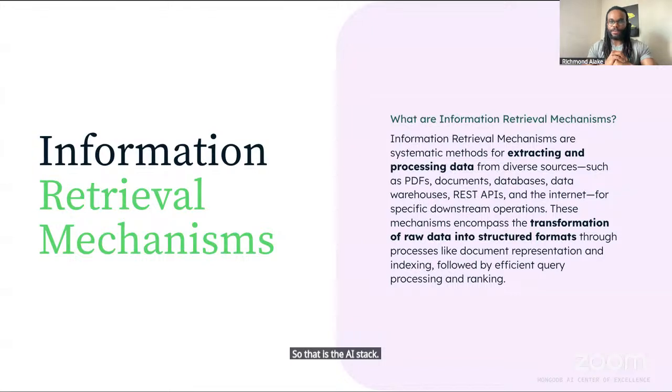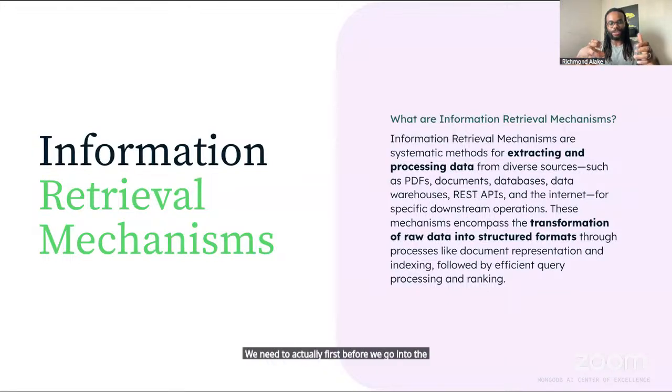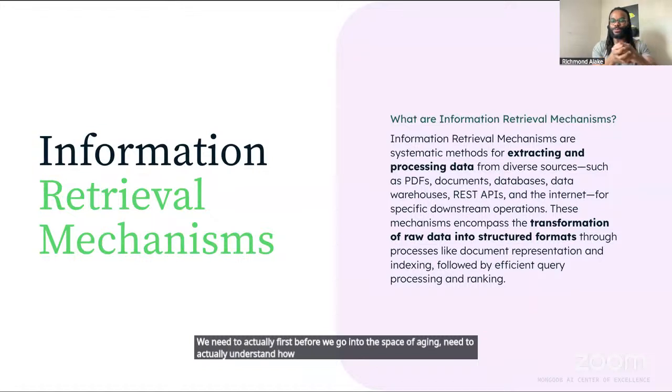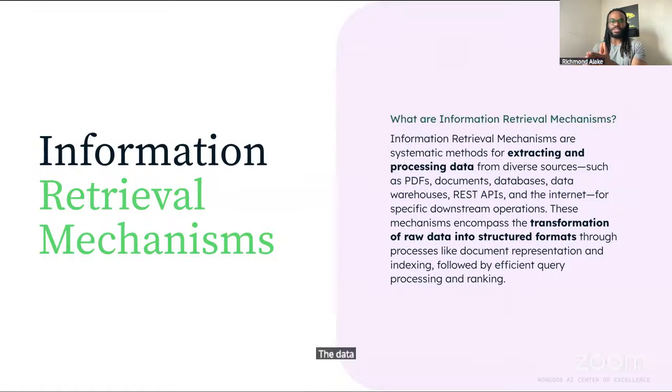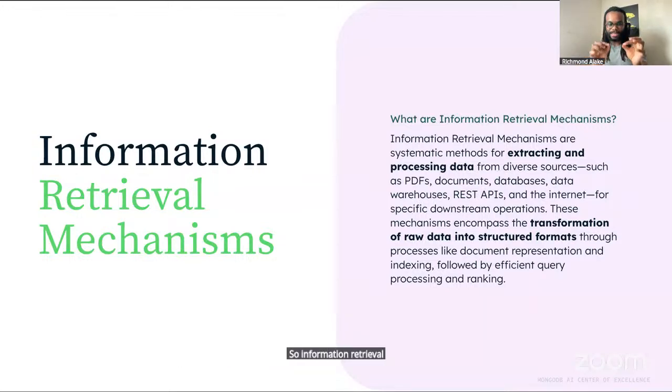But before we get into the fun stuff, I want to talk about the foundation of most of the exciting things we talk about today. Everything is rooted in information retrieval mechanisms. Before we go into the space of agents, we need to understand how we can give agents relevant data for them to give us relevant output, because that's what it's all about, right? Giving the agent the data it needs to answer queries from your customers, or from yourself if you're building local LLM applications. Information retrieval mechanisms are the systematic methods that we use to extract and process data.